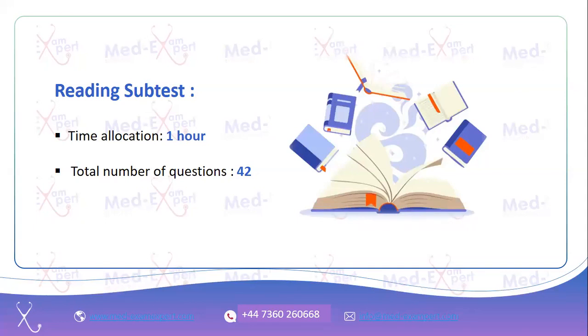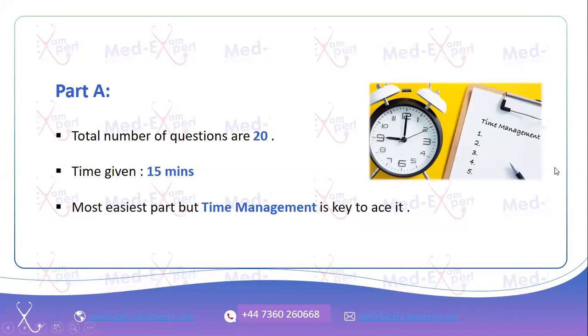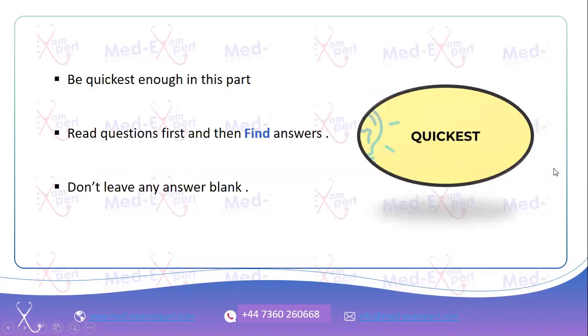So now we will talk about the reading subtest, which is the second subtest of the OET exam. In this subtest, you will be allocated a time of 1 hour. The total number of questions is, just like listening, 42. The first part is Part A, and the total number of questions in this part is 20. Total time will be 15 minutes. This is the easiest part, but time management is key to ace it. Be quick in this part.